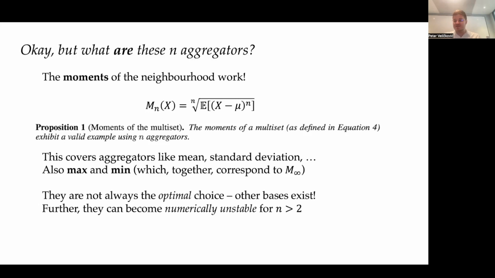Now, the important thing to note is that these guys are not always the optimal choice of aggregator. There are other bases that might also satisfy the condition of being enough. And also there's a problem with them when you take them to n bigger than 2. So when you move from standard deviation into skew and kurtosis territory, you have to take the nth power followed by the nth root. And this is quite numerically unstable in practice.